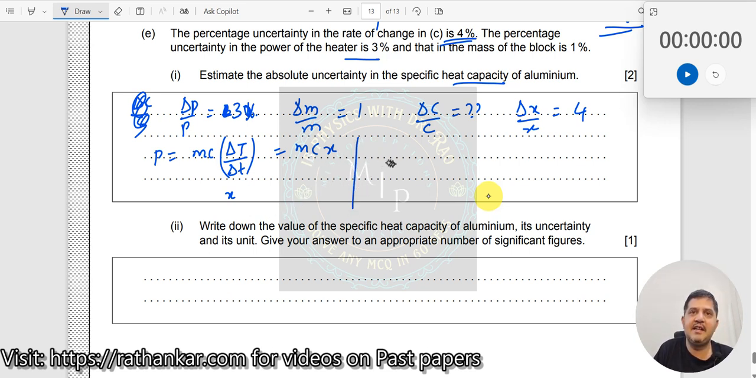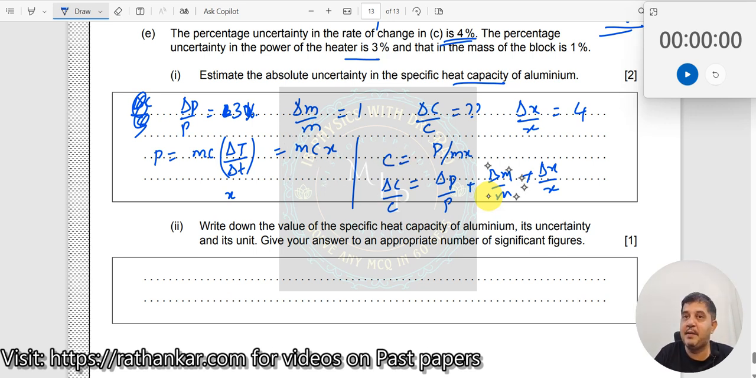So what I do is I take C as a subject and I will write this as P by MX, which should now be delta C by C is equal to delta P by P plus delta M by M plus delta X by X. Some of you might commit a mistake, showing that, okay, I will take delta P by P is equal to delta M by M plus delta C by C plus delta X by X, and then you will transpose all of them to the other side, which is incorrect, because you know errors cannot become negative. Okay, relative errors will never become negative. So you should never do that. Always choose the subject as C, and from there you continue this.